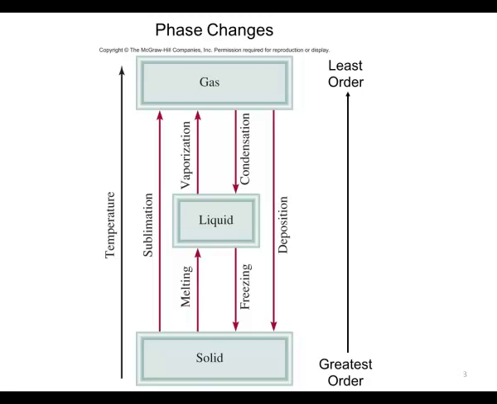Phase changes. Phase changes exist between the three states of matter: gas, liquid, and solid. If you go from a solid straight to a gas, it's referred to as sublimation. A solid becoming a liquid is melting. A liquid becoming a gas is vaporization. The reverse, a gas becoming a liquid, is condensation. A liquid becoming a solid is freezing, and a gas going straight to a solid is deposition.